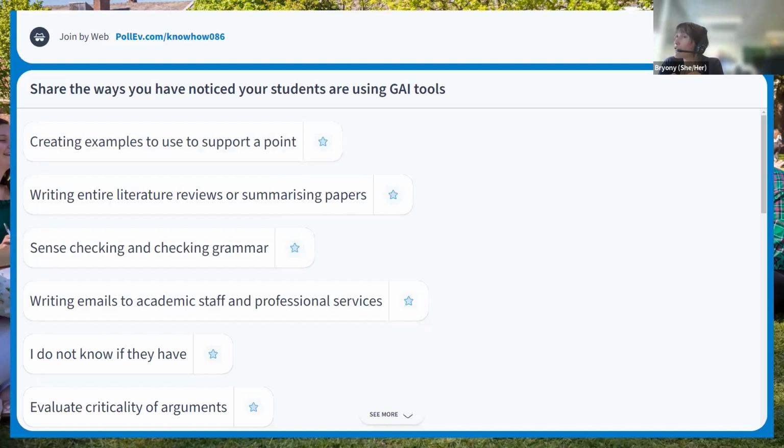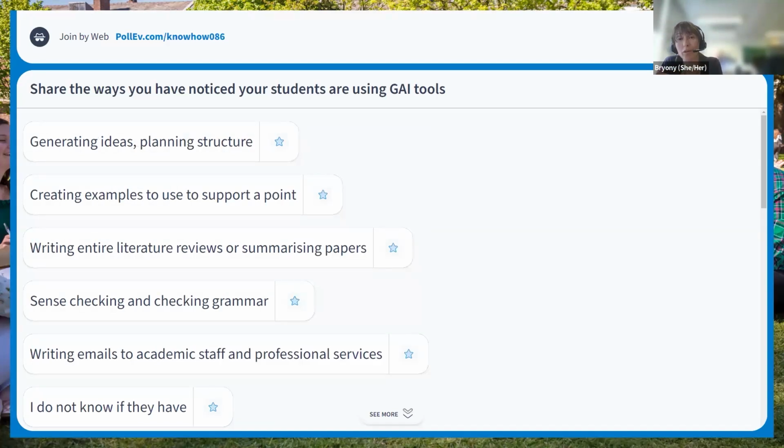Writing an entire literature review. Okay, perhaps not ideal. Creating examples. I have to admit that I do use Copilot quite a lot to formulate examples. I don't always use the exact example it's given me, but it just gives me an idea. And then I think, actually, yes, now I can think of my own example. So it's actually pretty handy for that, I think. Yes, planning, structure, generating ideas.